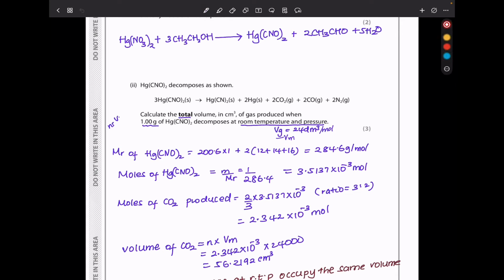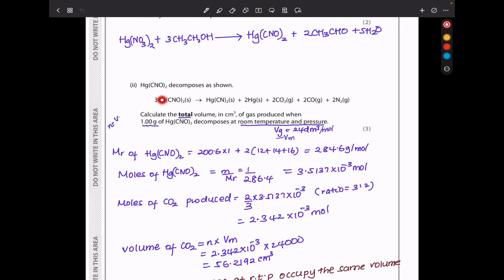I began by finding the molar mass of mercury 2-fulminate. We have 206 times 1. Then we have the carbon, which is 12, nitrogen, which is 14, oxygen, which is 16 times 2. Adding everything up, I got that in grams per mole. Then the moles of mercury 2-fulminate are going to equal mass divided by molar mass. This is the mass, and this is the molar mass. So I got these as the number of moles. However, carbon dioxide is produced. The moles of carbon dioxide produced are going to equal 2 divided by 3.